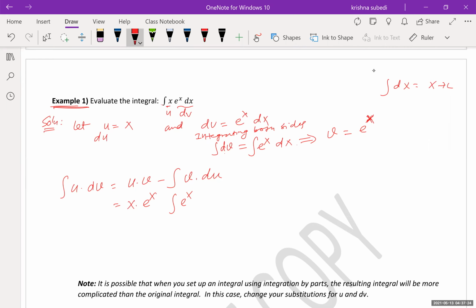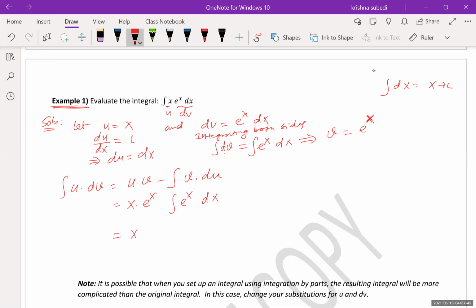Well, yes, we can find it easily. You differentiate that because we need it. So du over dx equals 1. And this gives you du equals dx, right? So du equals dx.